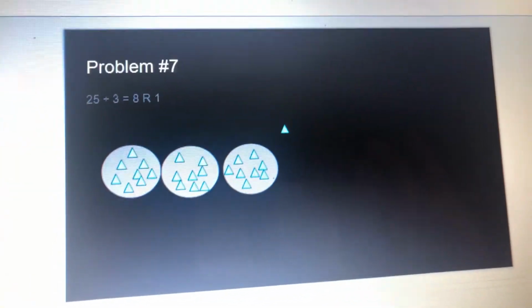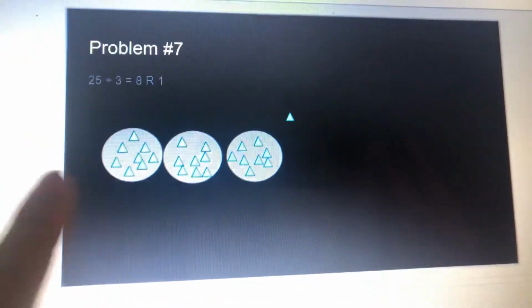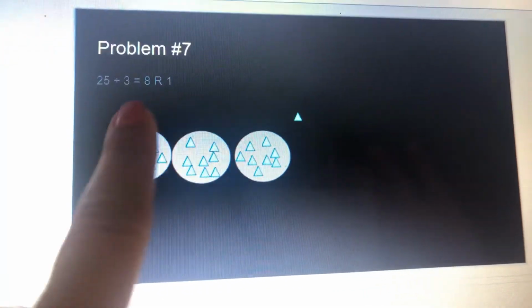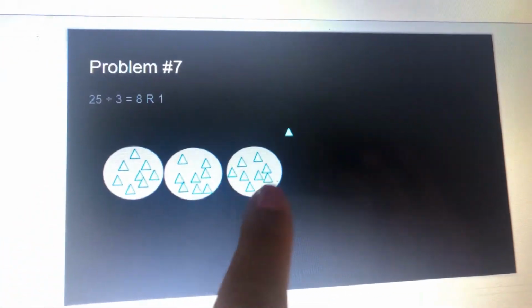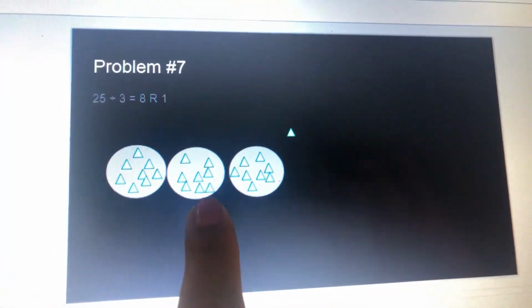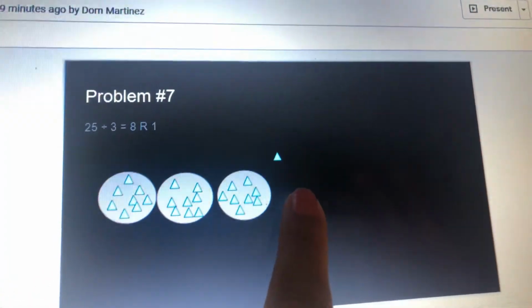We move on to problem 7. Problem 7 is 3 big groups, right? We're dividing 25 into 3 groups. And you should have had 8 pieces able to fit in each, with the remaining piece of 1.